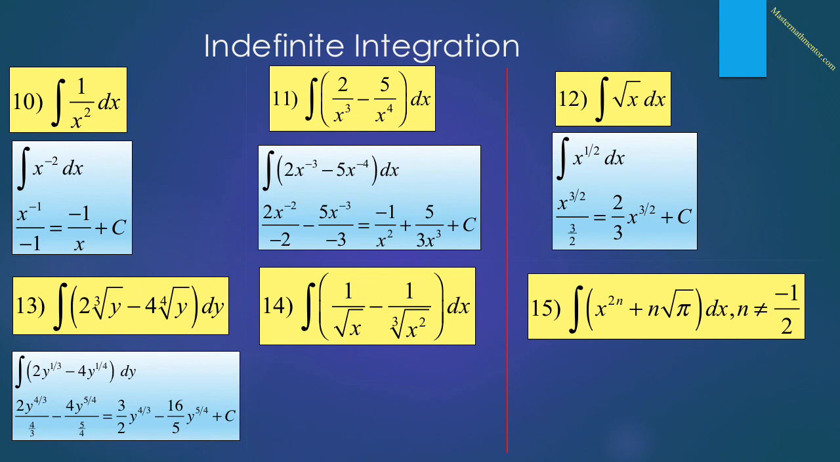13 reads 2 cube root of y minus 4 fourth root of y dy. So this becomes 2y to the 1/3 minus 4y to the 1/4 dy.